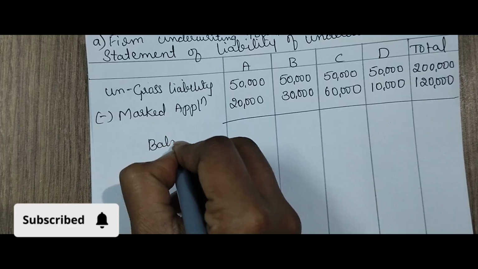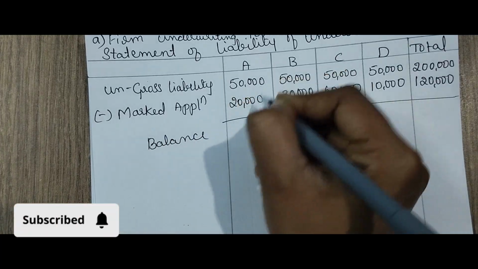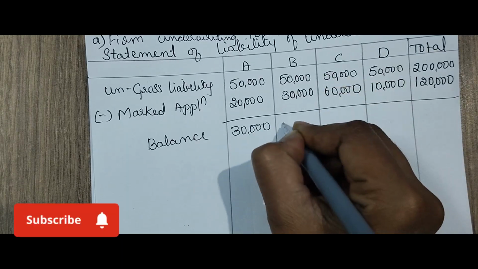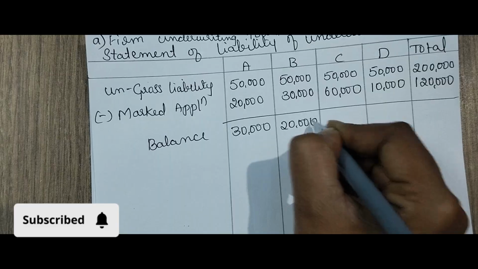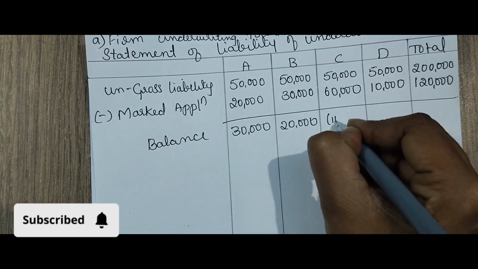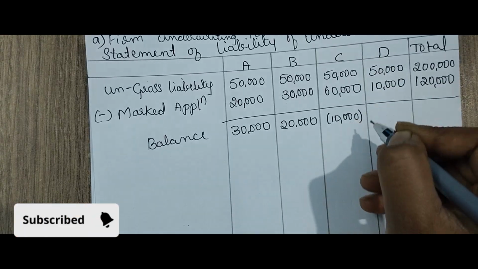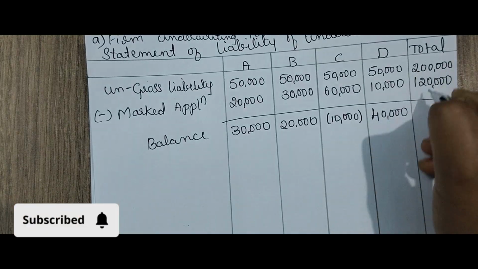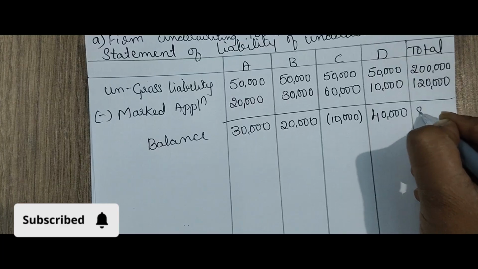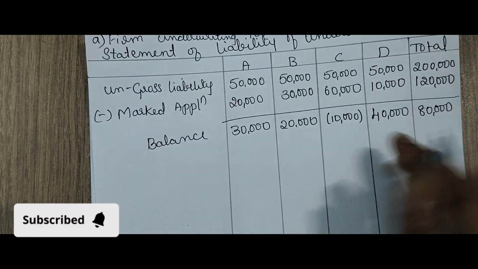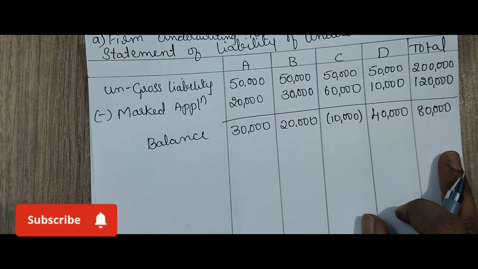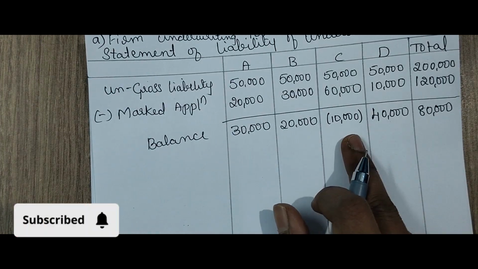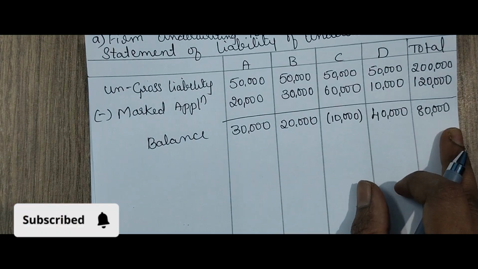Balance: 50,000 minus 20,000, 30,000. 50 minus 30, 20. 50 minus 60, minus 10,000. 50 minus 10, 40,000. 2 lakh minus 1 lakh 20, 80,000. Cross check horizontally and vertically. Both should tally. 30 plus 20, 50. 50 minus 10, 40. 40 plus 40, 80. It is tallied.